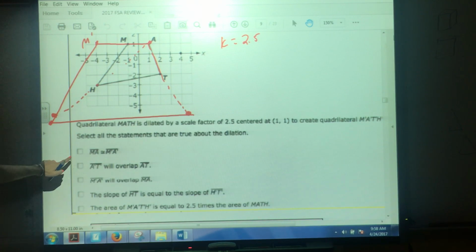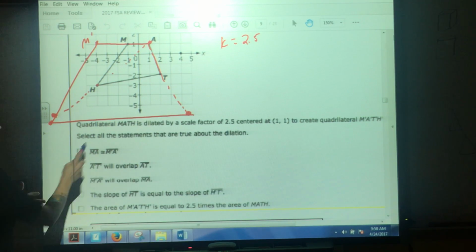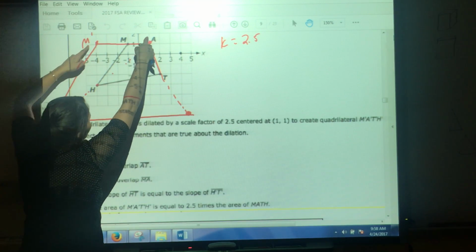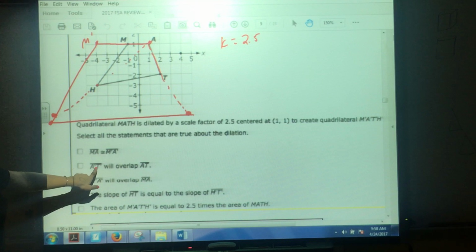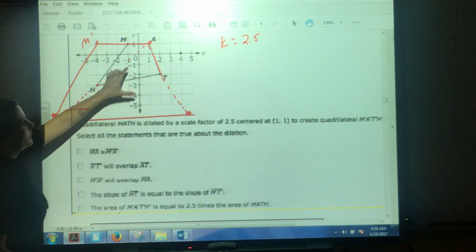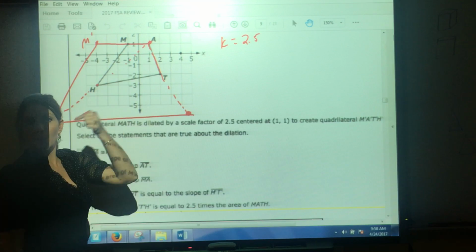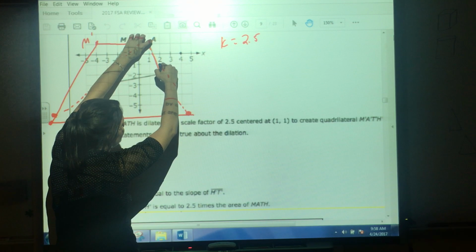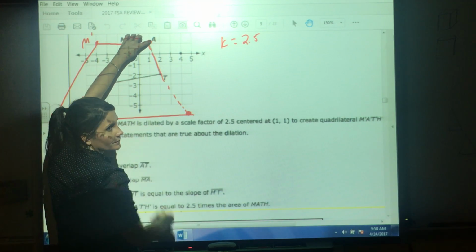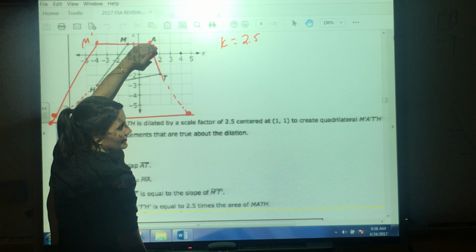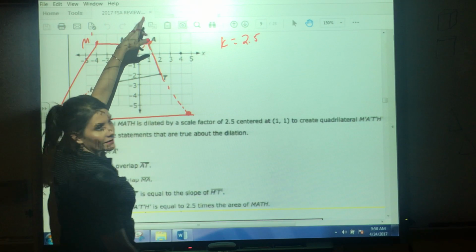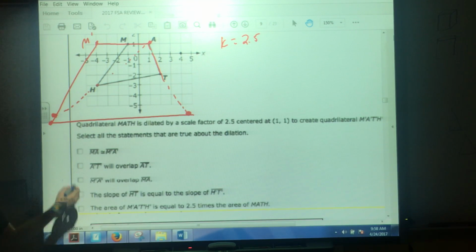So let's just go through our options because it says select all. Is it true that MA is congruent to M prime A prime? No. This is not the same size as that. Done. Will A prime T prime overlap this? Yes. Remember we talked about this because this point is located on this line and this is the center of dilation. Because the center of dilation and this are on the same line, it's going to stay like that. So yeah, that works.